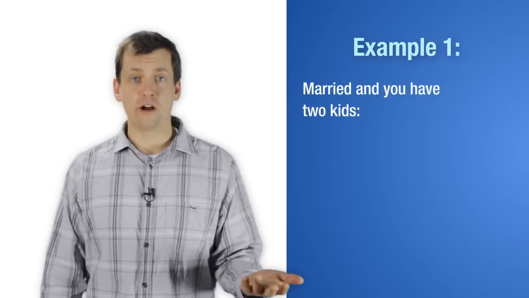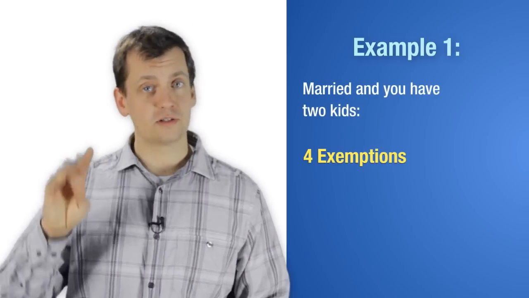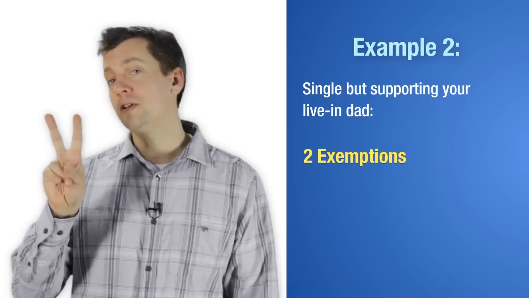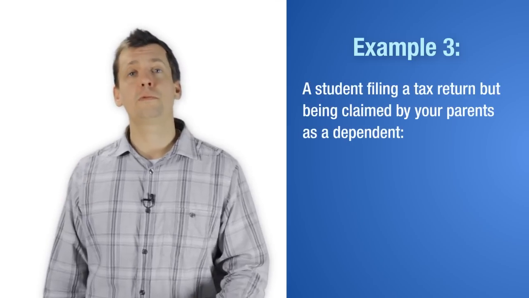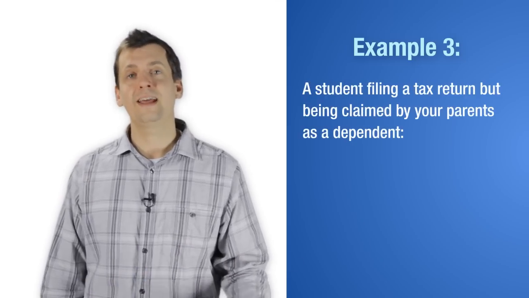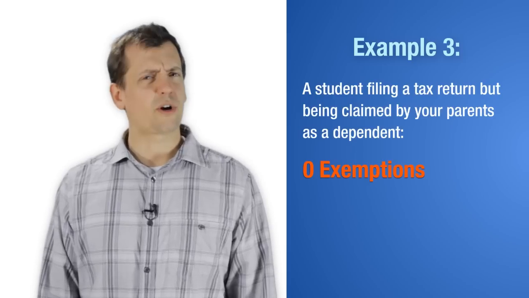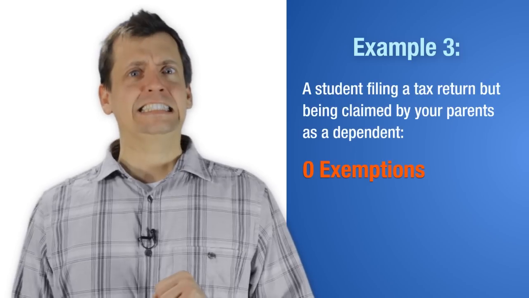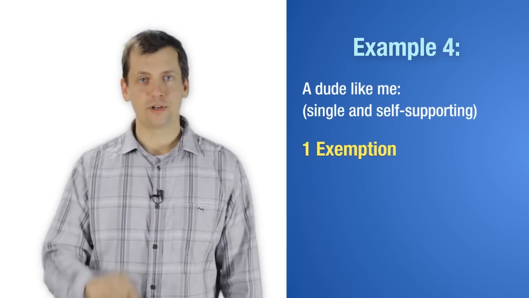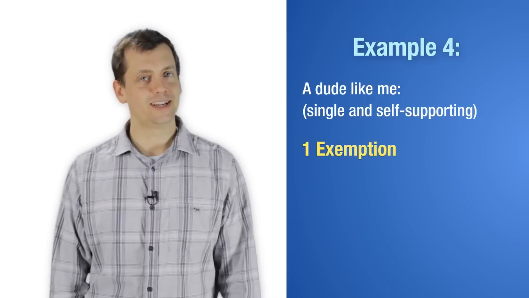So let's say that you're married and you have 2 kids. That's 4 exemptions. Single but supporting your live-in dad, 2 exemptions. A student filing a tax return but being claimed by your parents as a dependent, 0 exemptions. Sorry, not self-supporting. A dude like me, 1 exemption. 1 very cool exemption.